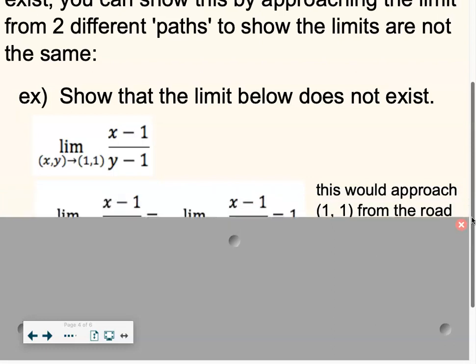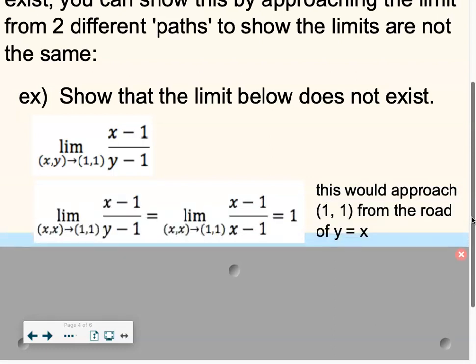And I'm going to walk you through different ways to approach the limit. So as we approach 1, 1, just pretend we're on an old-fashioned xy plane. We're approaching this point, right? We can approach this point from any direction we want. No matter which direction we come from, as long as we're approaching this point, we better get the same z value out. Because if we don't, then the limit doesn't exist.